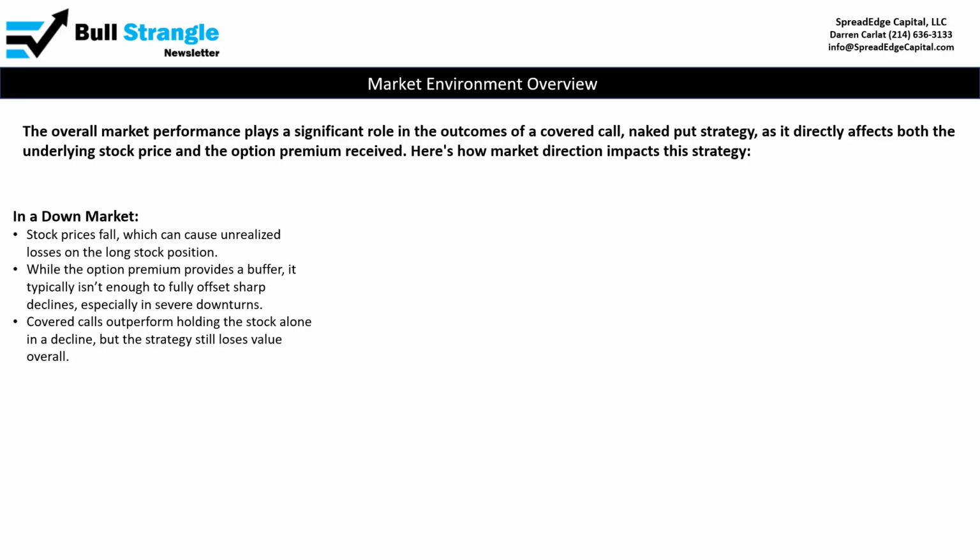Now, here's a summary. In a down market, stock prices fall, which can cause unrealized losses on the long stock position. The option premiums provide a buffer, but it typically isn't enough to fully offset sharp declines, especially in severe downturns. Covered calls outperform holding the stock alone in a decline, but the strategy will lose value overall. The impact: limited downside protection. The strategy helps cushion but does not eliminate the losses.